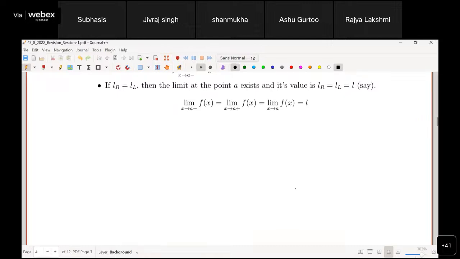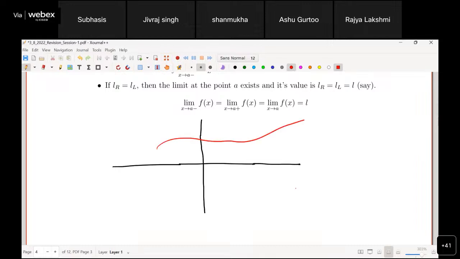So the thing is, suppose I have a function. Basically, what do we do when we want to find the limit of some function? Suppose I have a function like this. Okay. So what do we actually check? Suppose this is a point A.